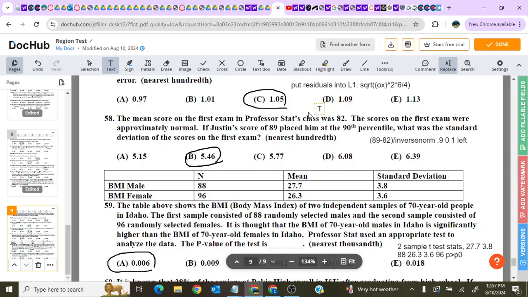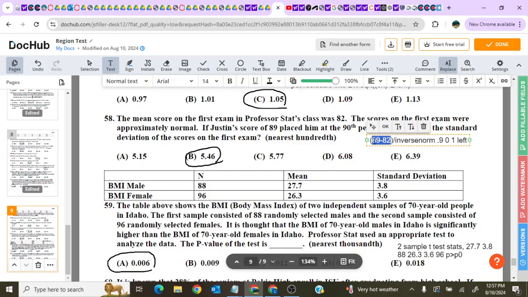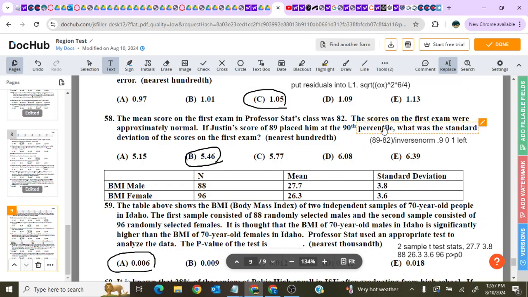So the distance between Justin's score and the mean is 7. So 7 divided by the number of standard deviations away will get you the value of a standard deviation, which is 5.46.